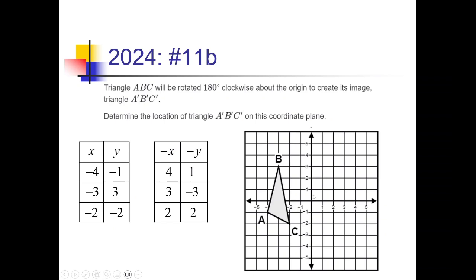And then going back to graph those out, (4, 1), that's right there. (3, -3) is down here. And then finally (2, 2), easy to graph that one, put it right up there. And then just connect the dots. And there's your new triangle.